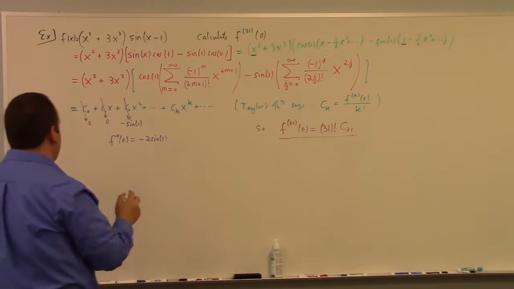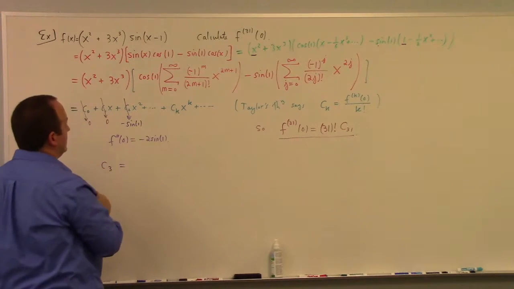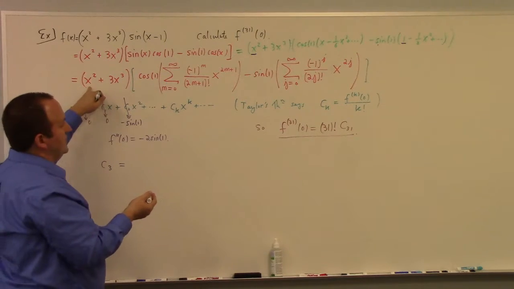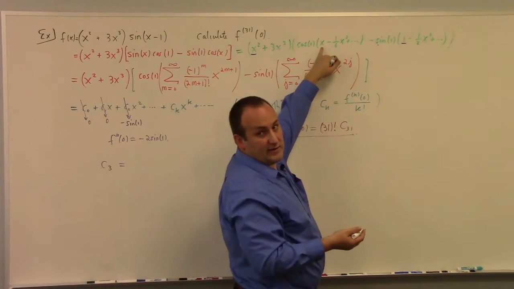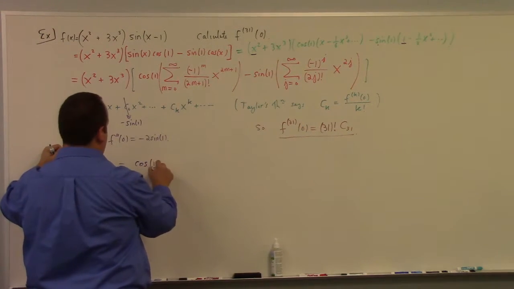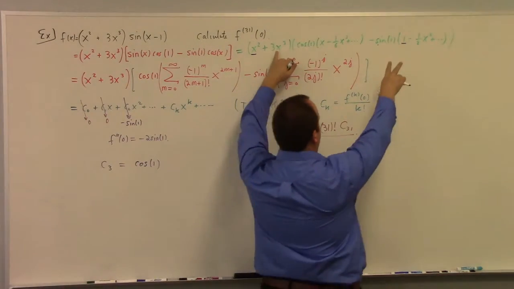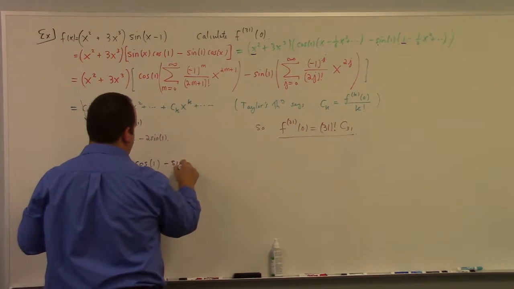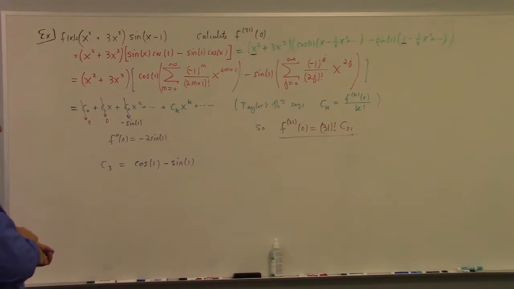To find the third derivative, what would C3 be? How can I get x cubed? To get an x cubed, I can take this x squared, right, times that x. That's one way I can get an x cubed. So that gives me a cosine of 1. Anything else? How about this 3x cubed times this minus sine 1? So minus 3 sine 1, you know? Is there any other way to get a third power of x as you multiply those power series out?